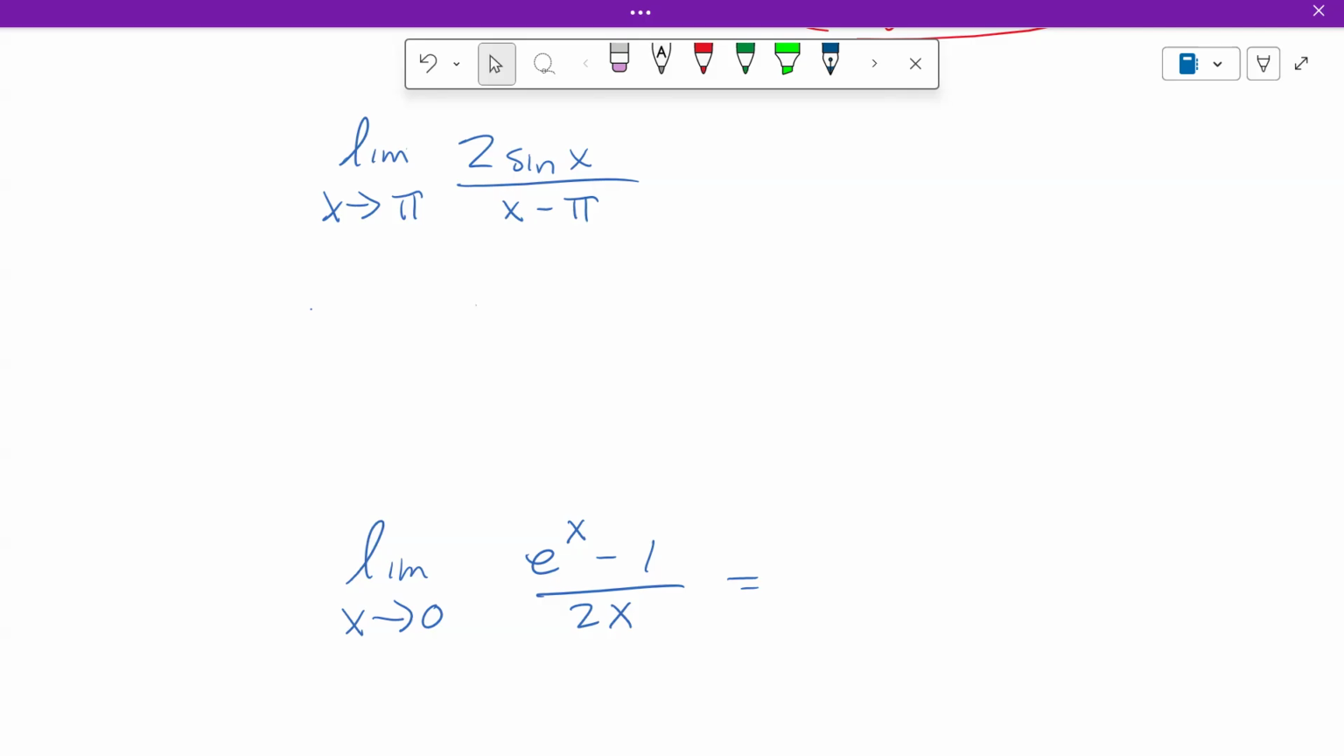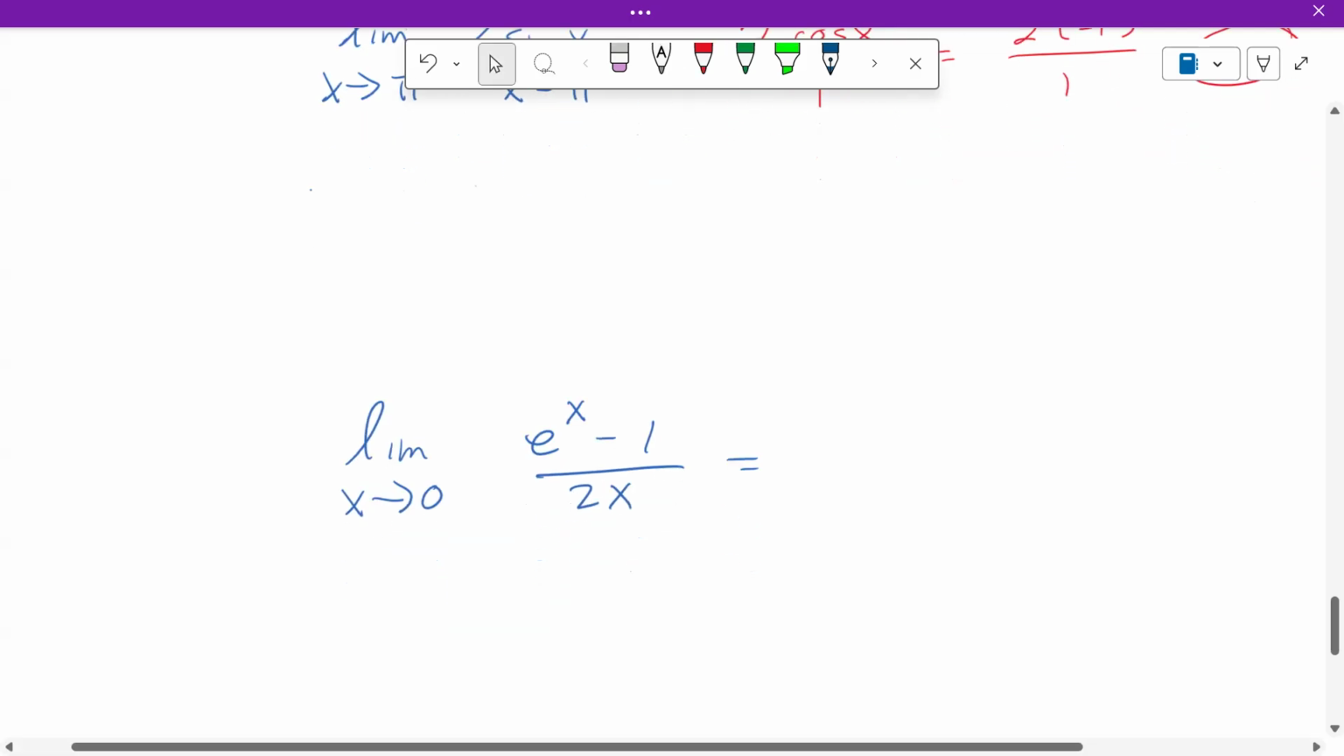So we get 0 over 0. So what do we have to do? How about we take the first derivative first? 2 cosine of x over what? 1. Plug in pi. What's cosine of pi? So it's 2 times negative 1 over 1, which is negative 2. So we don't take the second derivative on that one. Just one derivative.